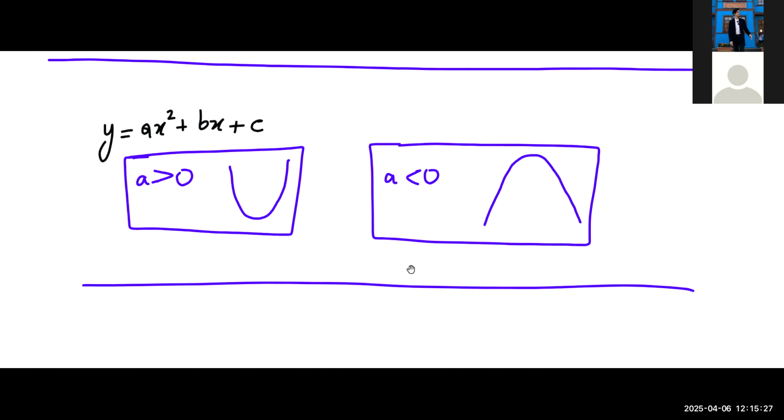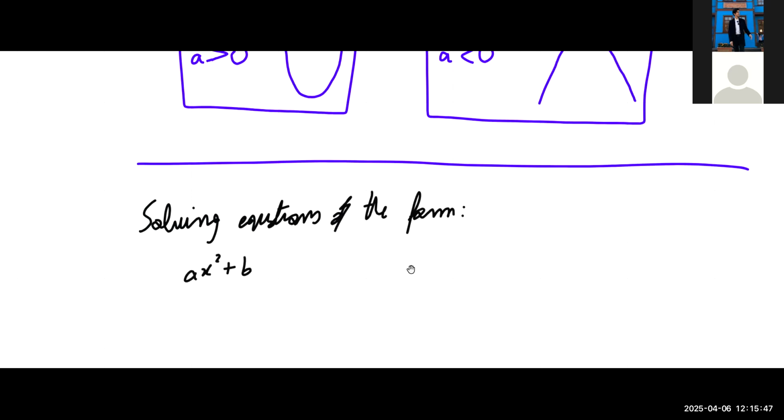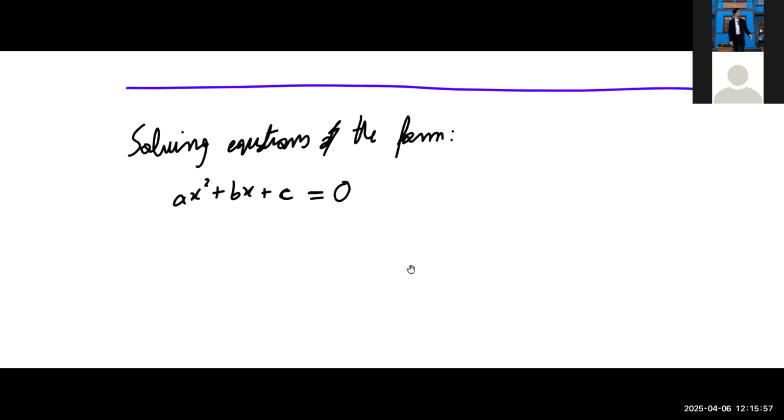Okay, let's talk about solutions of some equations now. So, solving equations of the form, for example, ax squared plus bx plus c equals 0. See, this is an equation that can be solved, right? Because you have a bunch of x things equals a number. So you can solve this equation. Now, the question is, how do we solve this?